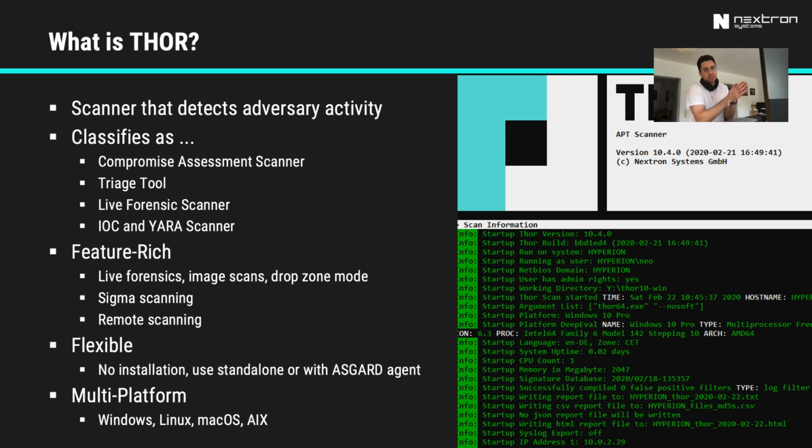So it's feature rich. You can use it for live forensics, for image scans in your lab. It also has a mode called drop zone mode that's not available in the free version. So I'll skip this. Also, Sigma scanning is not available in the free version, as well as remote scanning. But we will get to all the features of the free version soon. So it's flexible. You don't have to install it. It's not an agent, it's not software that you install on an end system. It's a portable tool. That's what it basically is, right?